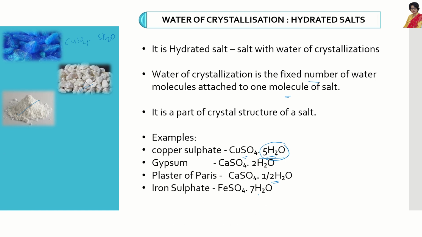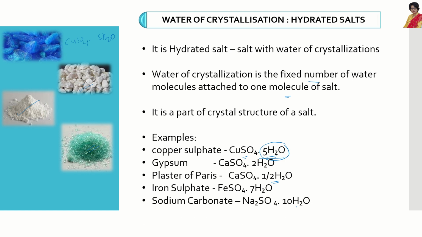Iron sulfate heptahydrate. It contains 7 fixed molecules of water in its crystal structure. So these 7 molecules of water are the water of crystallization. This is iron sulfate. Sodium carbonate decahydrate, that is known as washing soda. It contains 10 molecules of water in its crystal. So these 10 molecules of water are the water of crystallization.